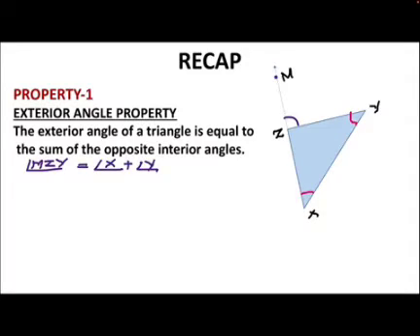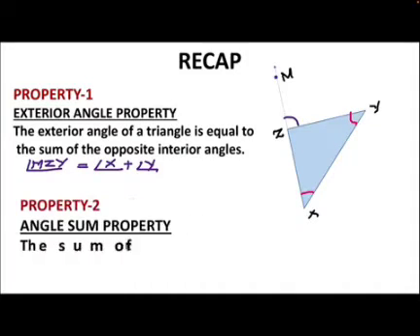So, angle MZY is equal to angle X plus angle Y. Here, I read X as angle X and Y as angle Y because now they are independent of any more angles here. So, I can read it as ZXY or simply angle X. Similarly, angle Y can be read as ZYX or simply angle Y.